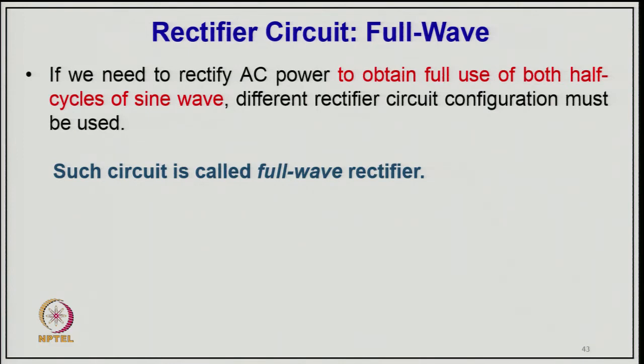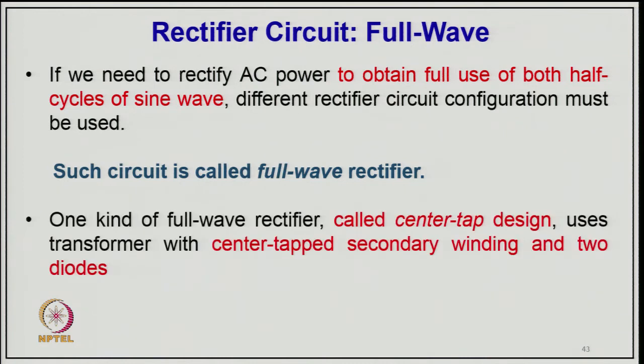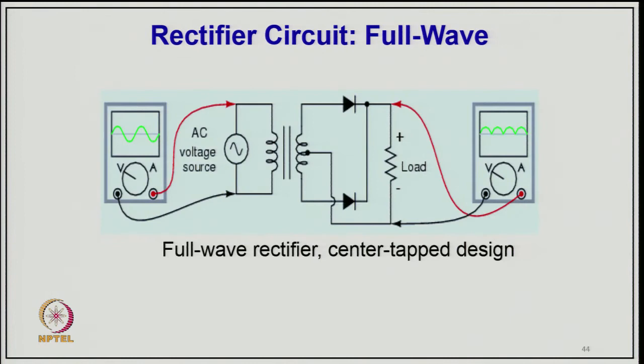So, if we need to rectify AC power to obtain full use of both half cycles of the sine wave, a different rectifier circuit configuration must be used, and such a circuit is called a full wave rectifier. So, one kind of full wave rectifier is called the center tap design and uses a transformer with a center tap secondary winding and 2 diodes, and this is the arrangement we call a full wave rectifier with center tap design.